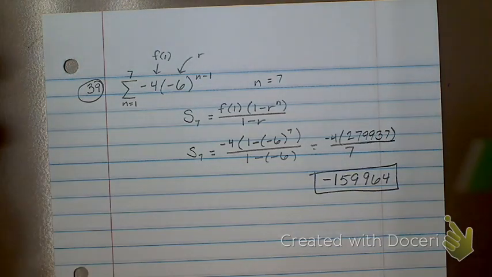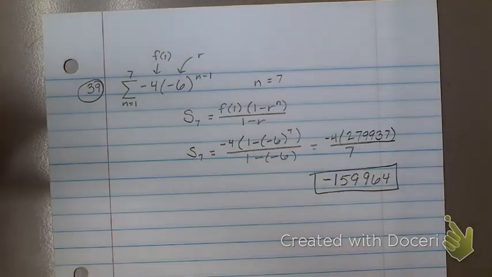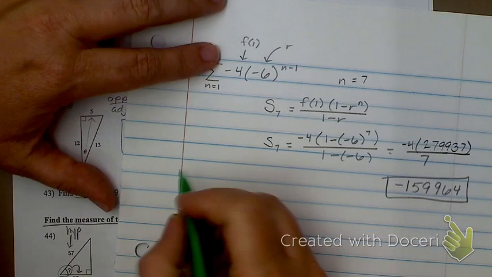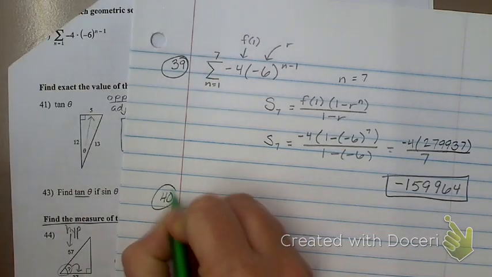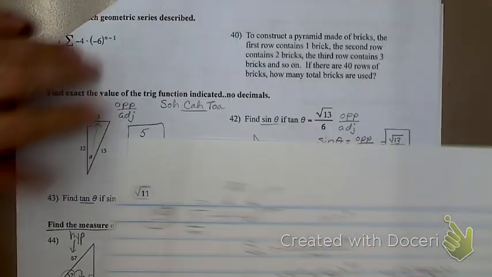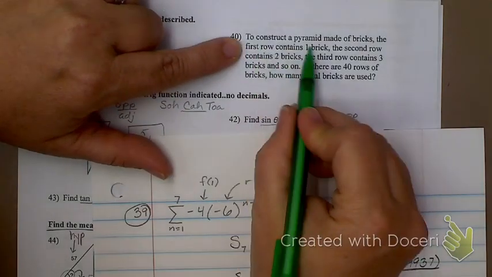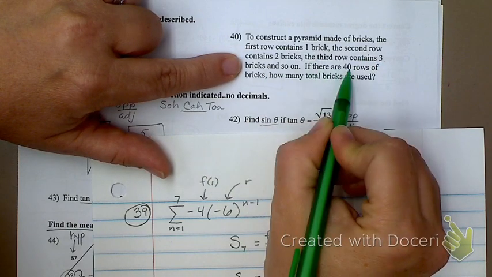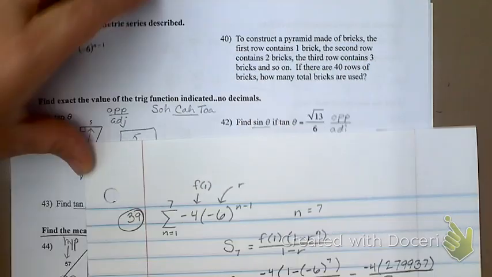Okay, and the last problem, number 40. We have a little bit of a word problem here. So we're talking about a pyramid. Okay, so if I look at number 40, we have a pyramid and we're making it out of bricks. And it says the first row has 1 brick, the second row has 2 bricks, third row has 3 bricks, and we're looking at 40 rows, how many total bricks are used.